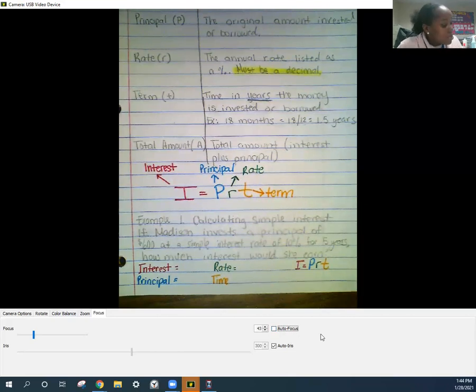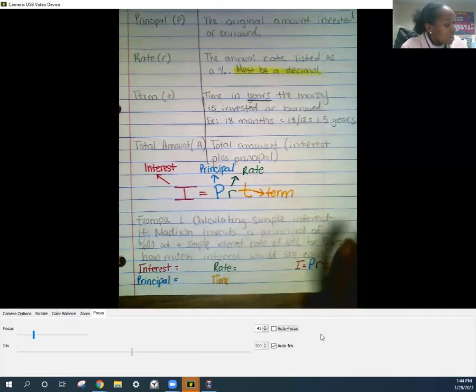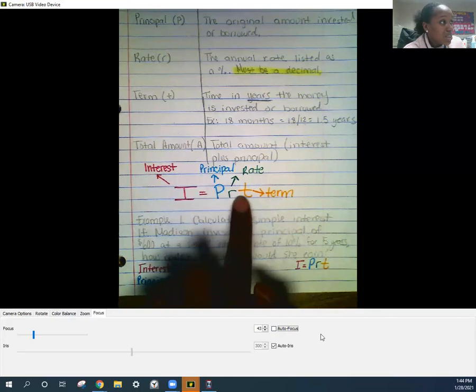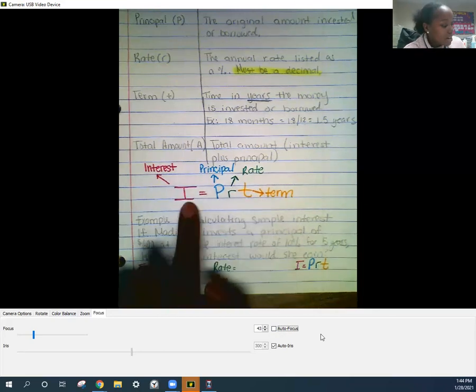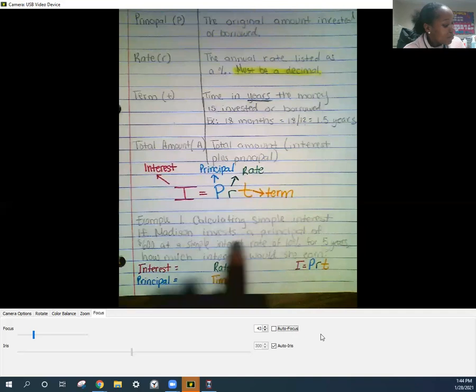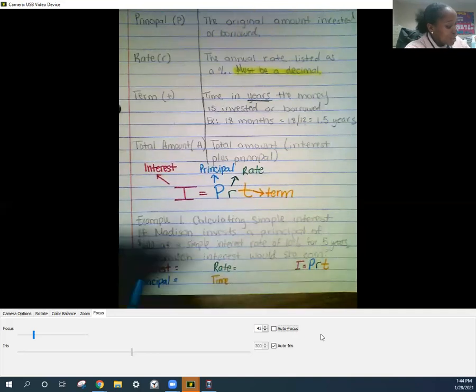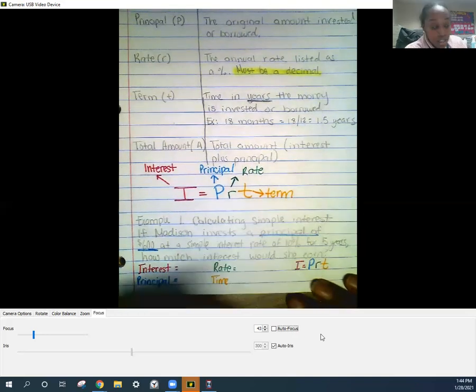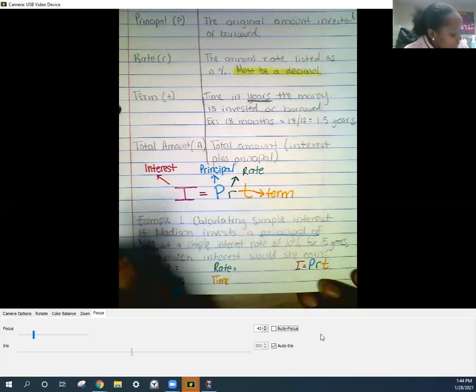All right, so this example says that if Madison invests a principal of $600 at a simple interest rate of 10% for 5 years, how much interest would she earn? So we want to start off and we want to identify our three parts in order to find our interest. So it tells us here that the principal is $600. And sometimes they may not tell us that it is the principal. They might say that she's investing $600 or she's starting with $600 in her account. But that is going to be our principal here.